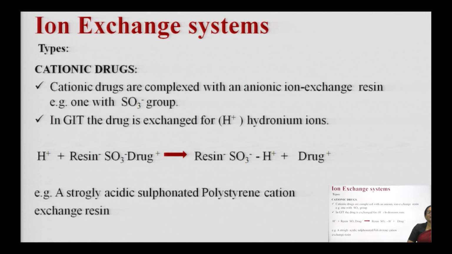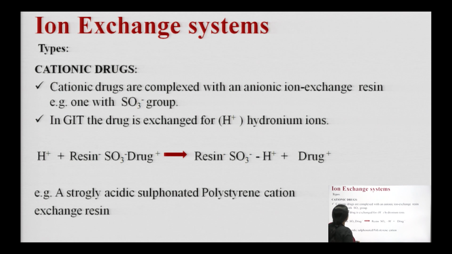Going on to the types of ion exchange systems, we have two different types, because the drugs are also of two types. We have cationic drugs and anionic drugs. For cationic drugs, we will make use of cation exchange resins, which will themselves be anionic in nature, right. Similarly, for anionic drugs, we will make use of anion exchange resin, such that the resin itself is cationic in nature.